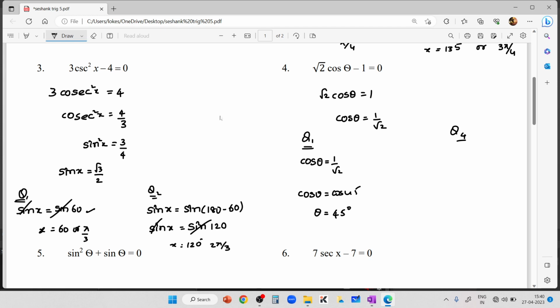In the fourth quadrant, the nature of the angle is 360 minus theta. So cos theta is equal to cos 360 minus 45, which is cos 315. So theta is equal to 315. If you want to represent in terms of radians, we have to multiply by pi by 180. So that will become either pi by 4 or, for 315, 7 pi by 4.